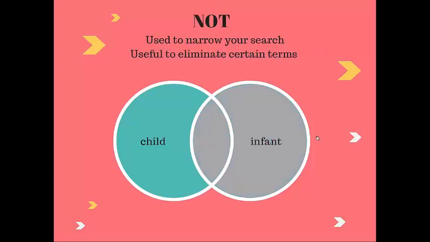NOT, on the other hand, is used to narrow your search and is useful to eliminate certain terms. So in this case, let's say we're looking at early childhood education, but our search results keep bringing us back sources that have the term infant. And we know that these are not relevant to our search. By saying NOT infant, we eliminate all results that have the term infant.